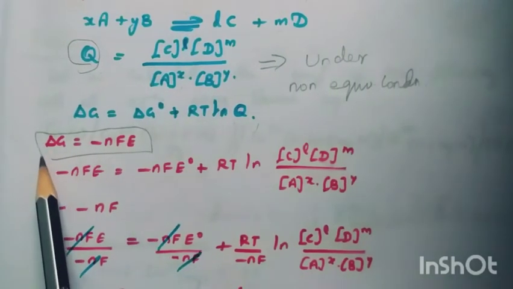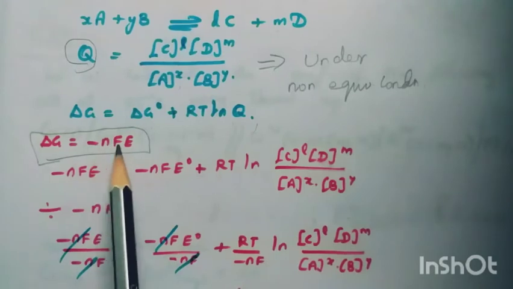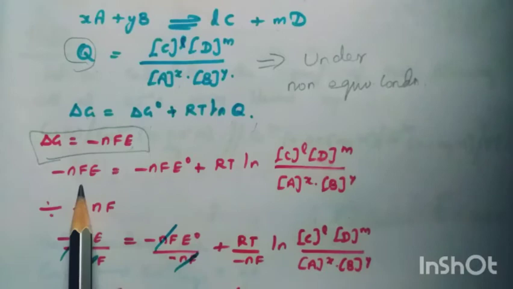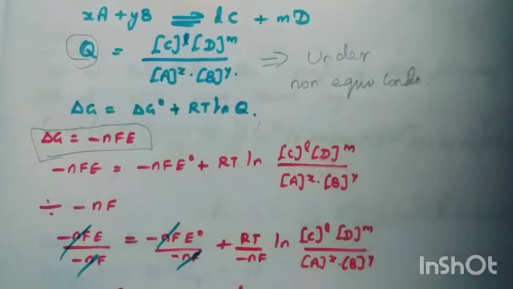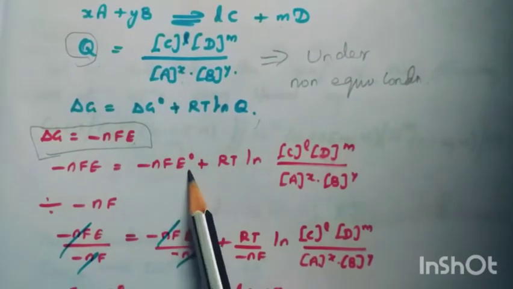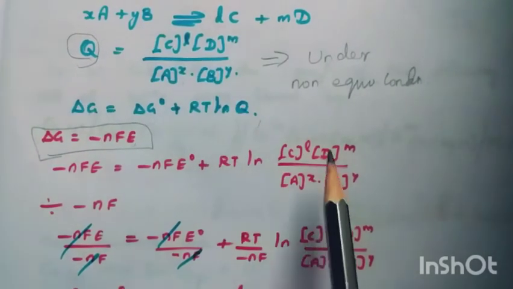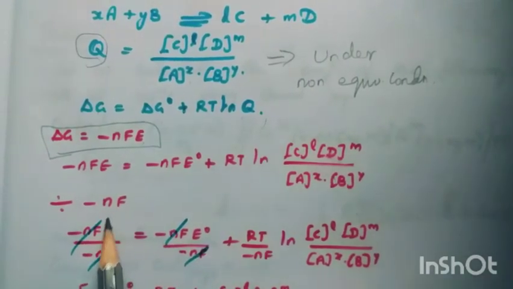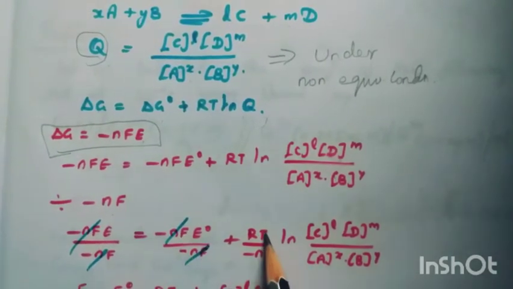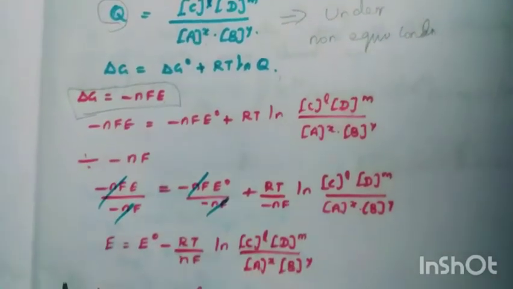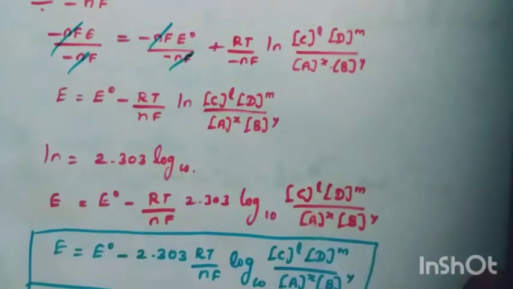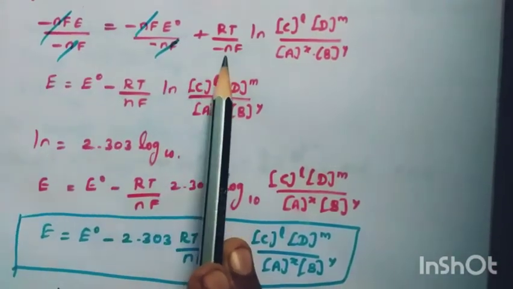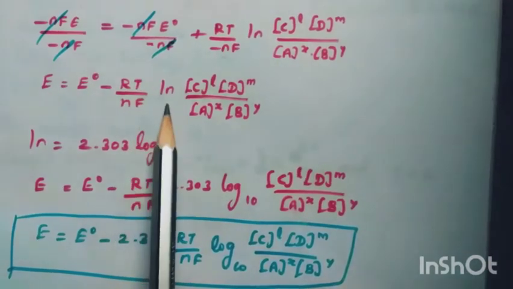This equation we also know: delta G is equal to minus NF E naught from thermodynamics. So instead of delta G we substitute minus NF E, giving minus NF E equals minus NF E naught plus RT ln Q, where Q is in terms of concentration. Divide this whole equation by minus NF. Then E is equal to E naught minus RT by NF ln of the concentration of products by reactants.